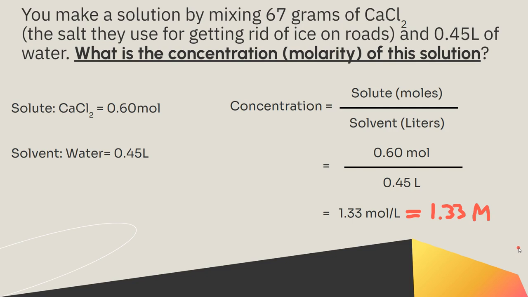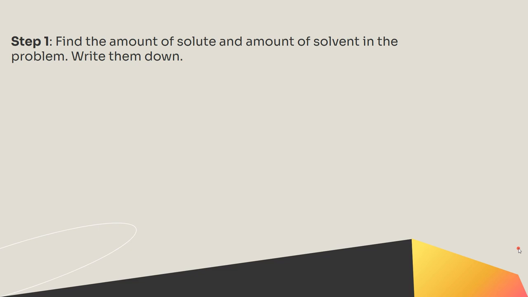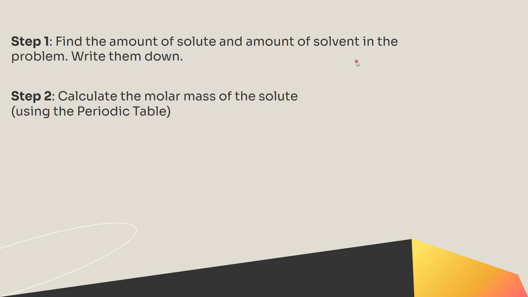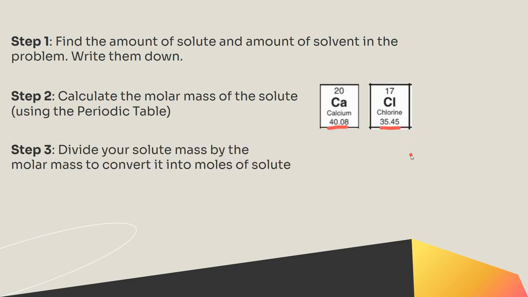So that is the entire process. To run through it one more time, step by step. Step 1, first, find the amount of solute and amount of solvent in the problem and write them down. Step 2, calculate the molar mass of the solute, and this is when you'll use those numbers from the periodic table. Step 3, divide your solute mass by the molar mass to convert it into moles.